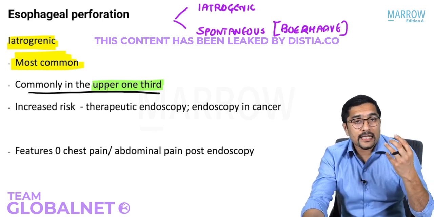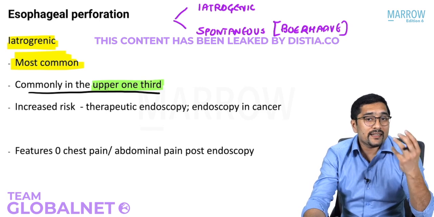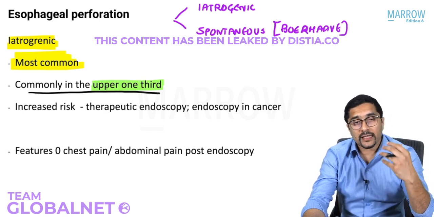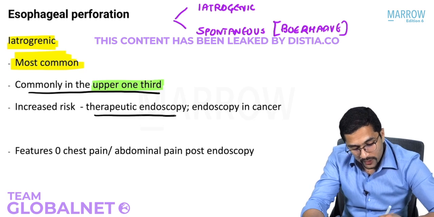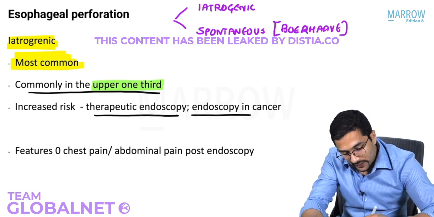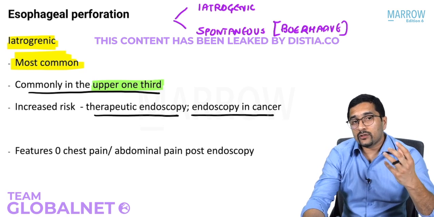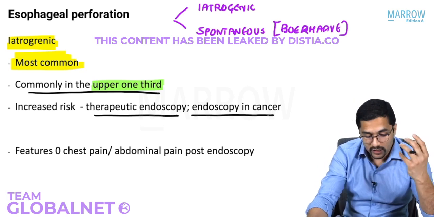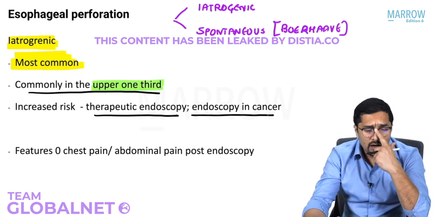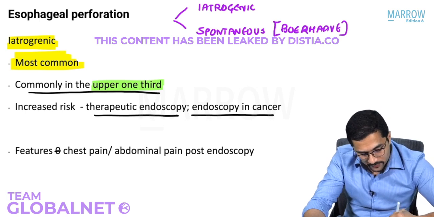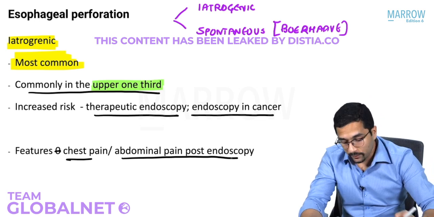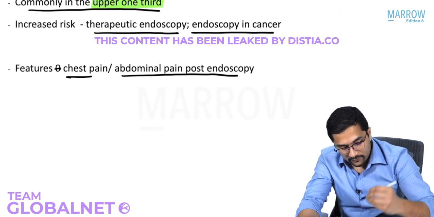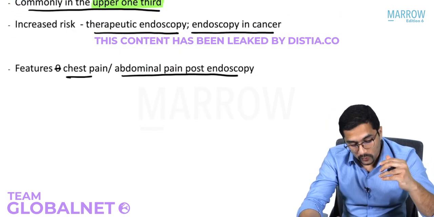And what are the scenarios when there is an increased risk of perforation? This has been mentioned in both Bailey and Sebastian, that when we are doing a therapeutic endoscopy or an endoscopy in cancer, those are the situations where a perforation might occur. How will the patient present? The patient presents with chest pain or abdominal pain post endoscopy. That is how the patient will come to us.